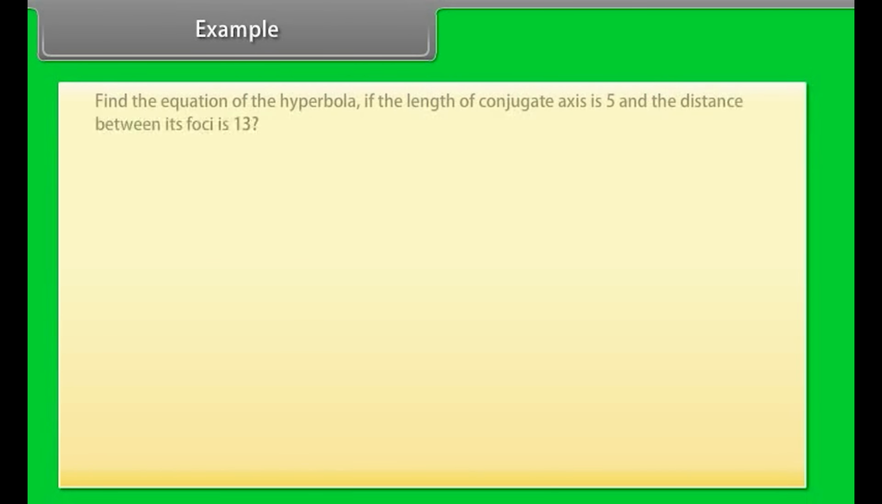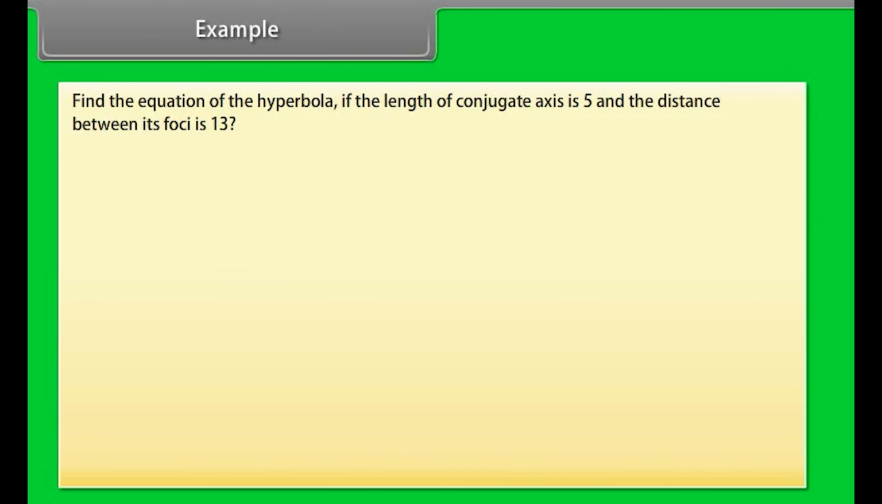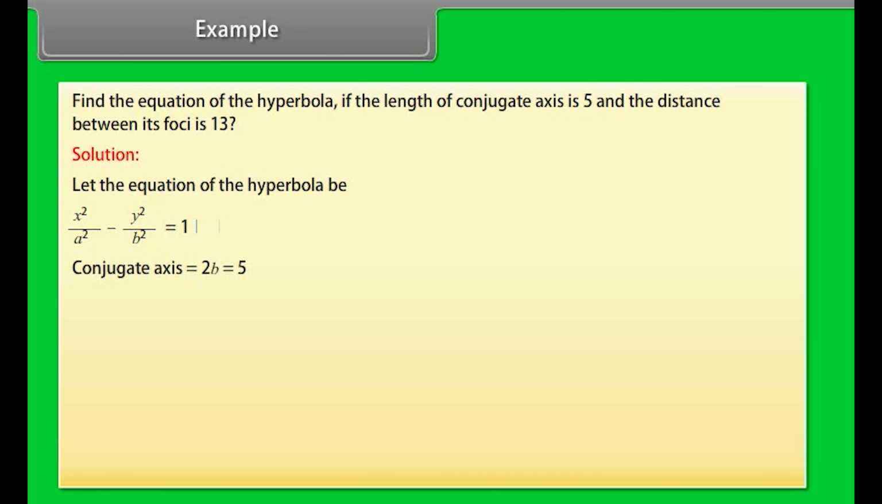Example. Find the equation of the hyperbola if the length of the conjugate axis is 5 and the distance between its foci is 13. Solution. Let the equation of the hyperbola be x square upon a square minus y square upon b square is equal to 1. Conjugate axis is equal to 2b is equal to 5, so b is equal to 5 by 2. Distance between the foci is equal to 2ae is equal to 13, so ae is equal to 13 by 2.